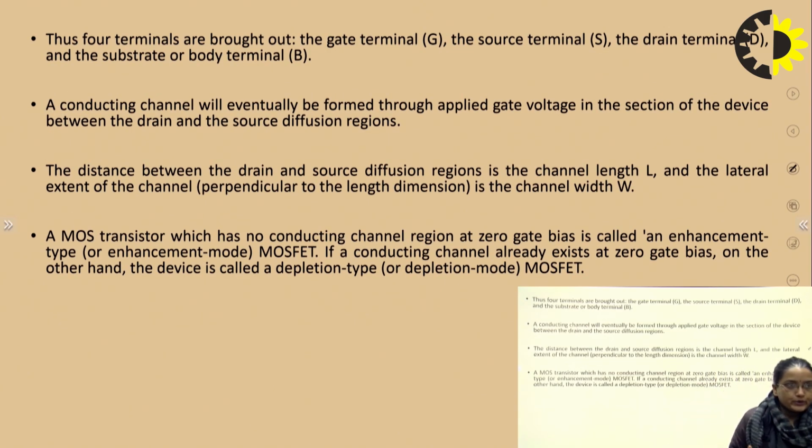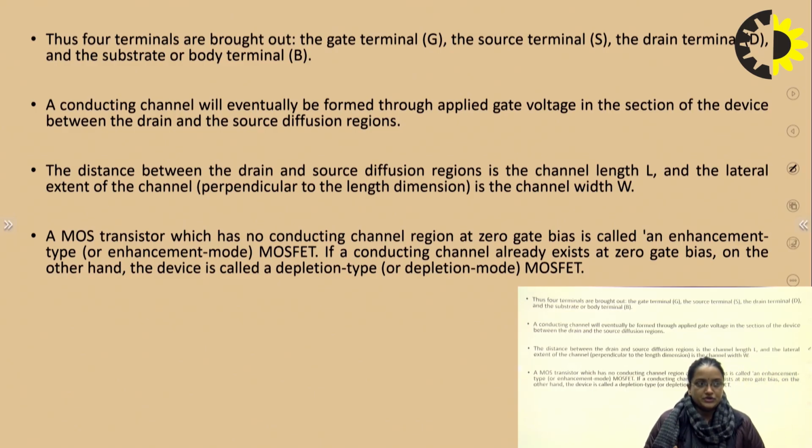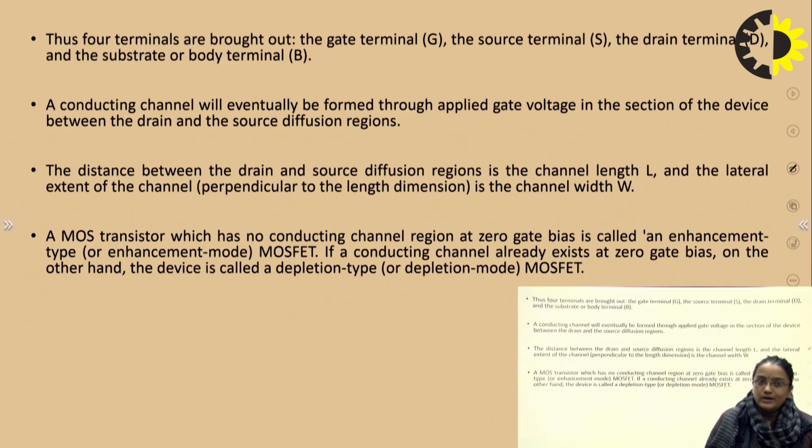As I said earlier, there are 4 terminals in the N-channel enhancement type MOSFET. The first is the gate terminal, the second is the source, the third is the drain terminal, and the last is the substrate. The conducting channel will eventually be formed as we apply the gate voltage, in the section of the device between the drain and the source diffusion regions. The distance between the drain and the source diffusion regions is called the channel length, and the lateral extent of the channel is the channel width.